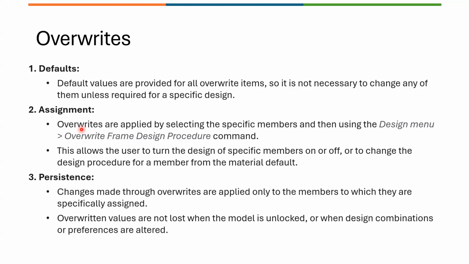And then lastly, we have the overrides for various parameters. If anything is overwritten, that takes the priority. Otherwise, the default program determination of the parameters will be used, right? So overwritten values are not lost when the model is unlocked. If you unlock and design the members, these overwritten values stay unless you change them to program default. That will be used. All right.